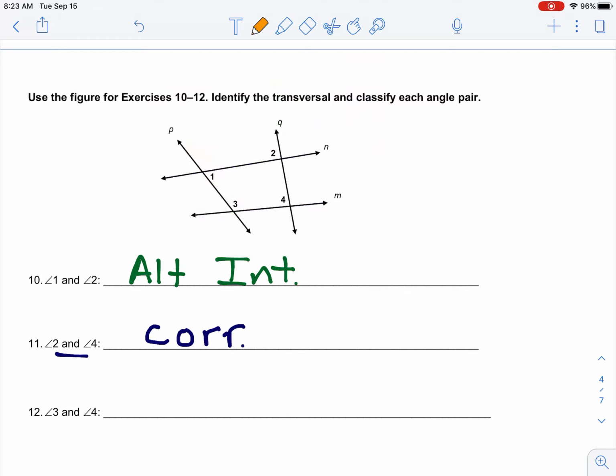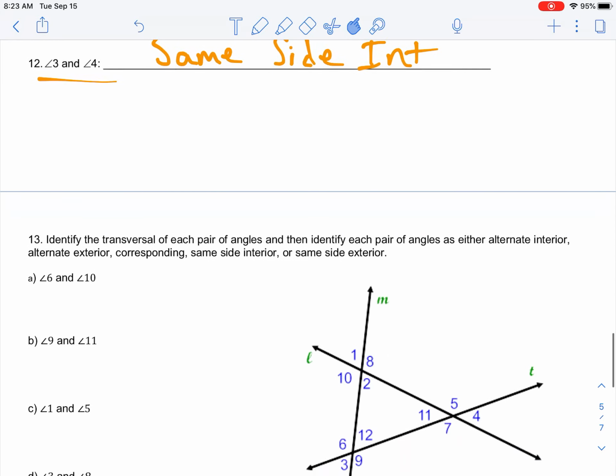Okay, let's look at our last one, 3 and 4. So here's 3 and 4. I notice 3 and 4 are in between two lines, so they're interior. All right, if they're interior, I have to ask myself, are they same side interior or do they alternate sides? In this case, they're on the same side. They're both above the transversal, so we're going to call it same side int, same side interior. All right, so locate lines first, see if you're inside or outside, and then proceed with caution from there.